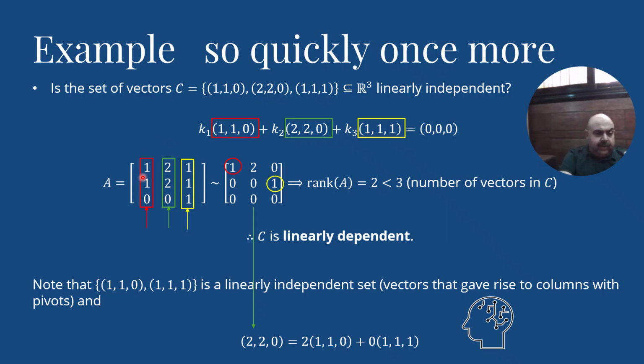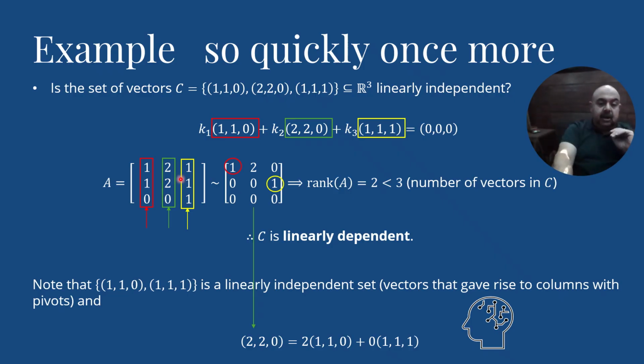If I've started with 3 vectors and the rank is 3, it means this is a set of independent vectors. But if the rank is less than 3, let's say 2, that will mean that this set of vectors depend on each other. And which one of them is a linear combination of the other vectors? It's really very simple. You can get it from the pivots.